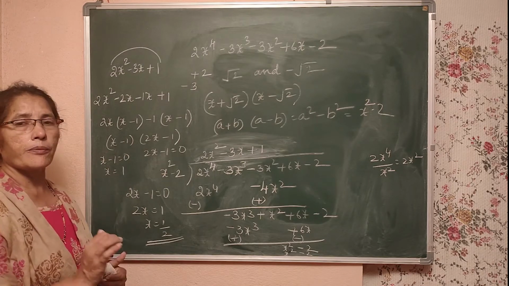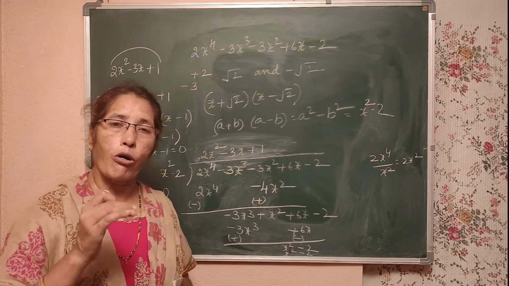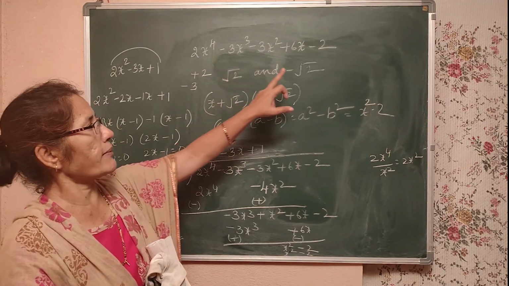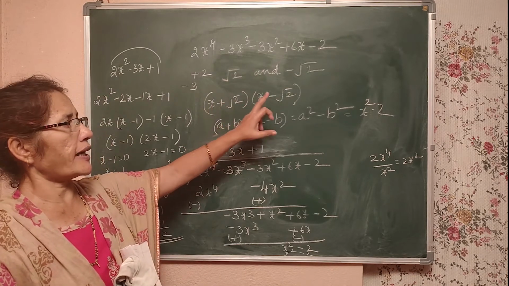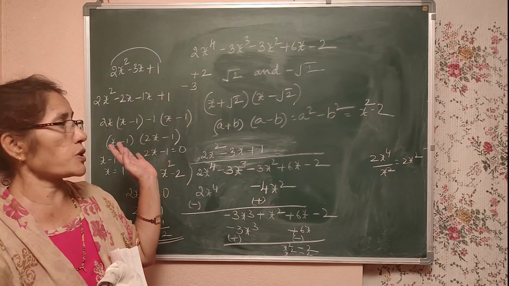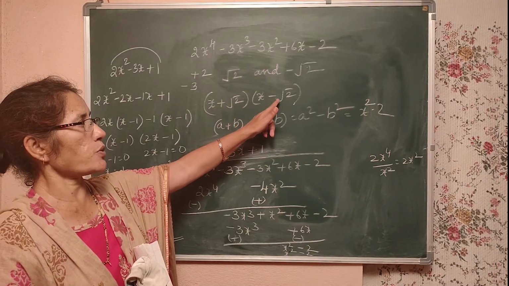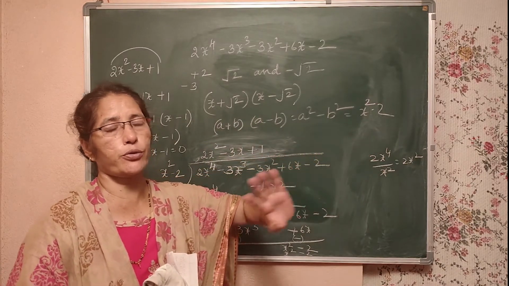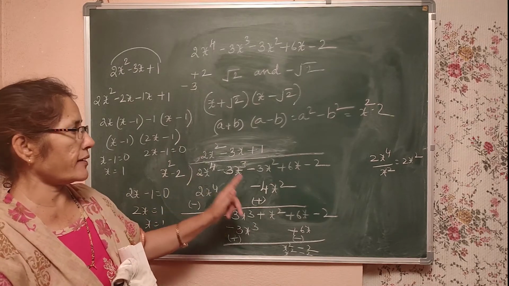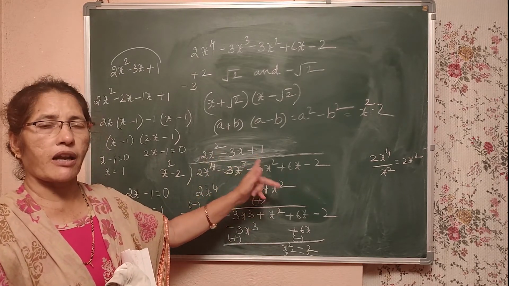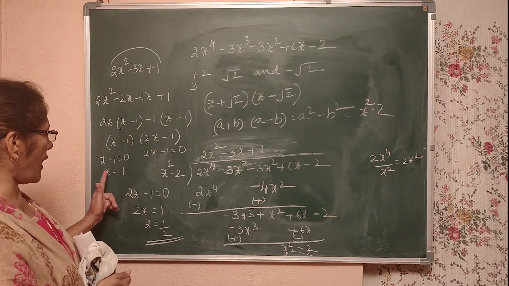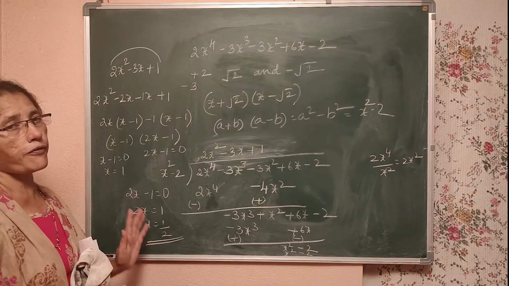This is a method to find all the four zeros. What do you have to do? First, you have to put, if it is square root of 2 and minus square root of 2, x plus square root of 2 and x minus square root of 2, use the formula a plus b into a minus b is equal to a square minus b square. So, x plus square root of 2 into x minus square root of 2 is equal to x square minus 2. You divide by x square minus 2, you get the quadratic polynomial, factorize that and put the factors as 0, then you will get the other two zeros, 1 and half we have got here.